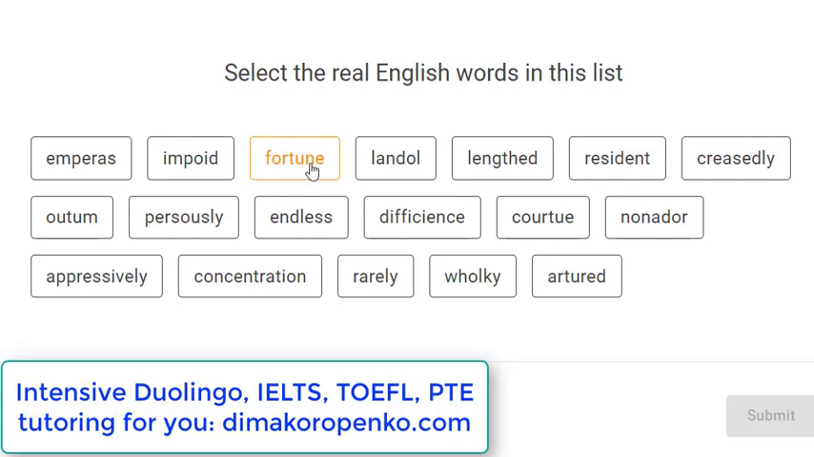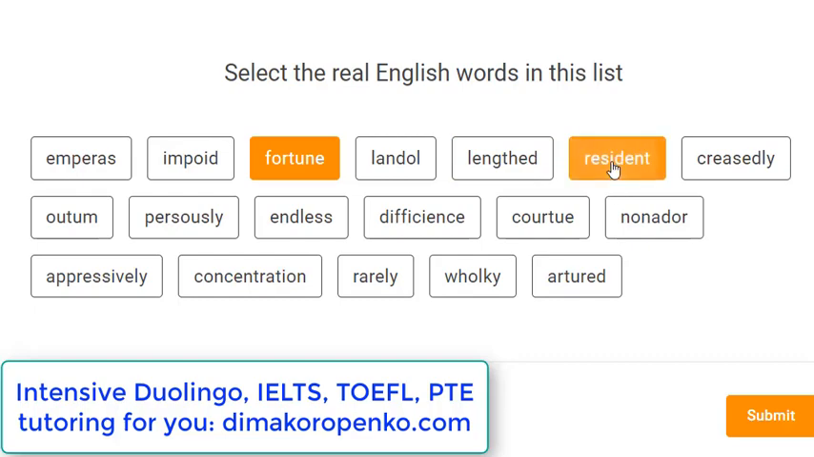Okay, fortune. Yes, you know, fortune is usually something good. It's a positive word, usually a noun. It refers either to a lot of money or some good destiny or something like that. Okay, landol. No. Lengthed. There is a word lengthen, yeah, but here you see there is no N, so it's a catch. We will not check it.